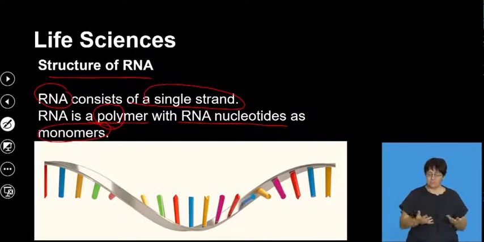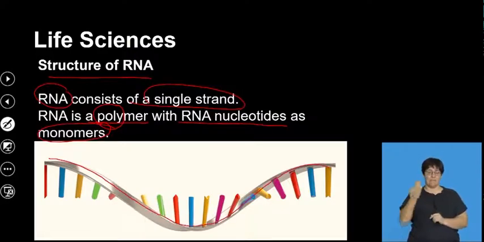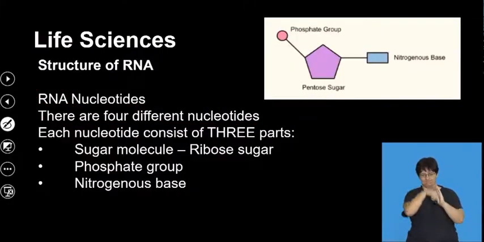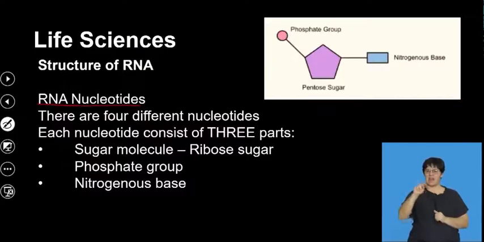So this image essentially shows you a strand of RNA, which is again single-stranded, which contains a backbone with several of these nitrogenous bases. Let's try and look at the detail in further. So what is an RNA nucleotide? As I mentioned, an RNA nucleotide is the monomer of RNA.